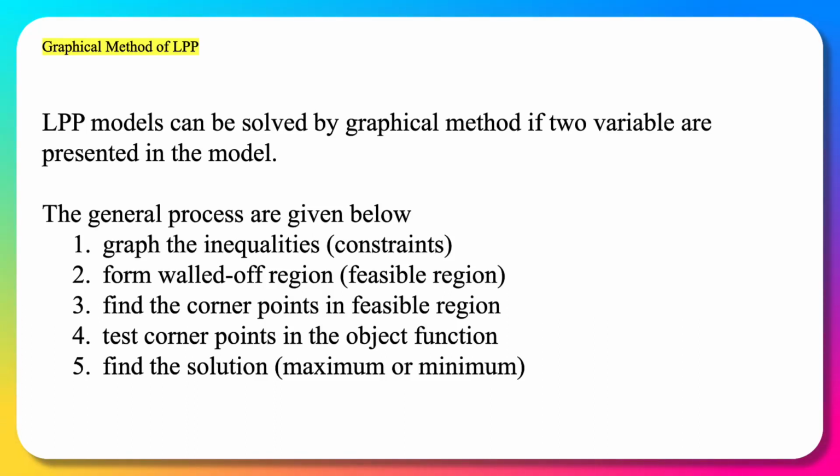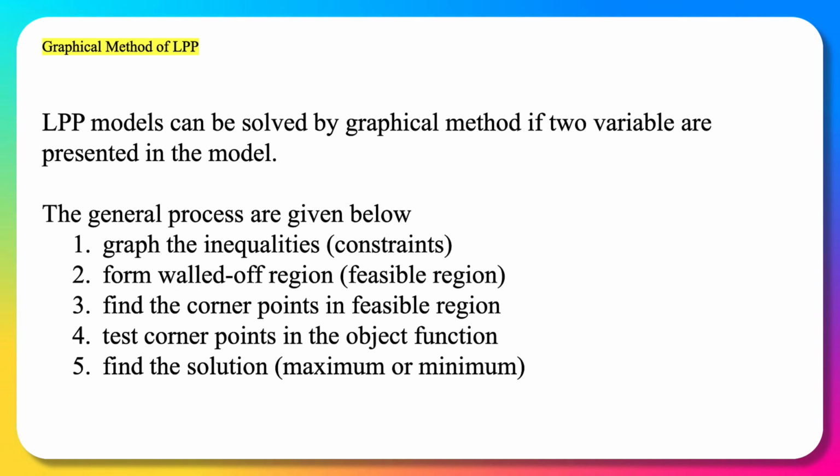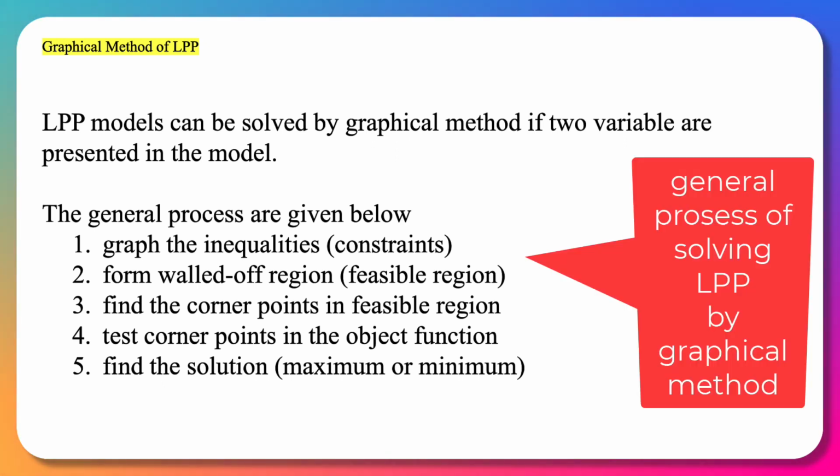The LPP models can be solved by a graphical method if two variables are presented in the model. If more variables are presented, then it is difficult to sketch the graph. That is why we will consider only two variables in this example. The general process to solve an LPP problem by graphical method is given in the 5 bullets.